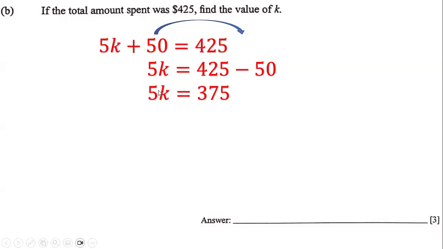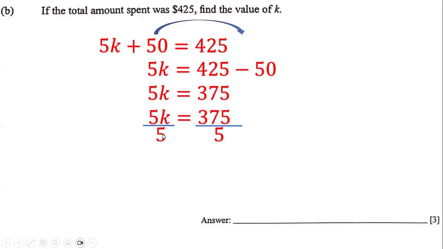So we have 5K is equal to 375. Now, can someone tell me what am I going to do right here? Divide by 5. Very good. So we divide both sides by 5. We divide both sides by 5.